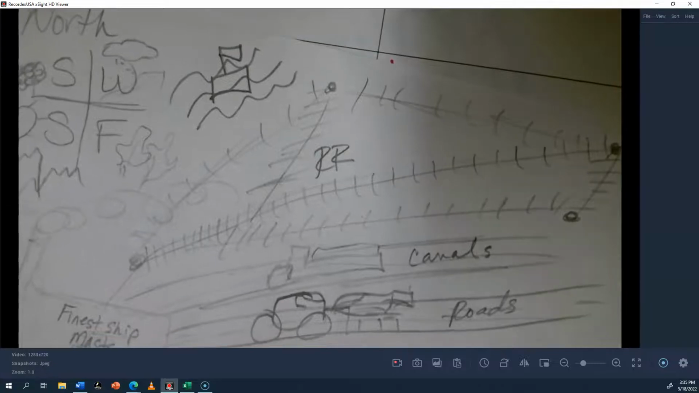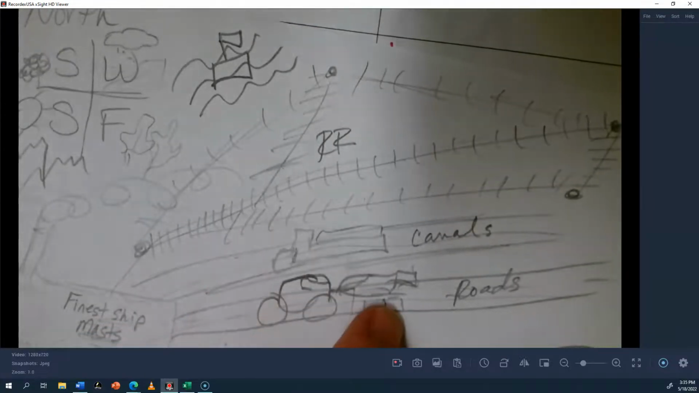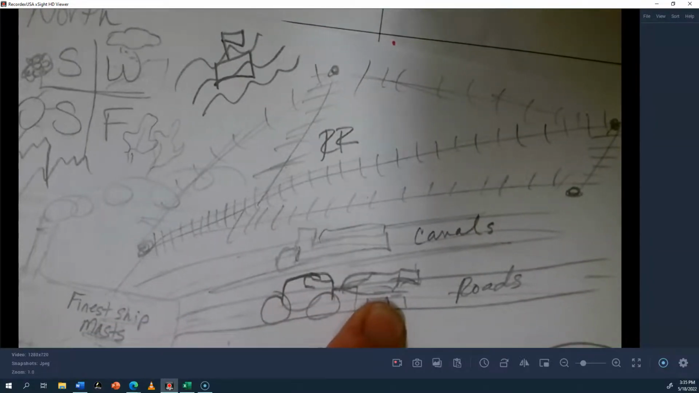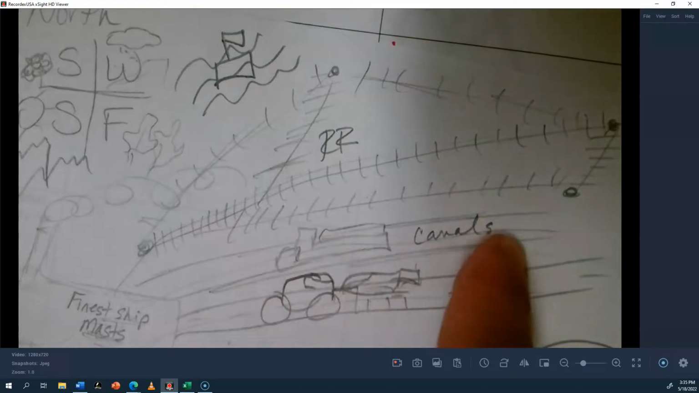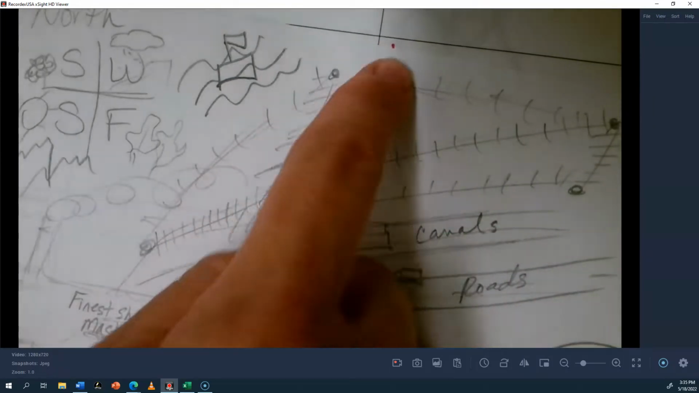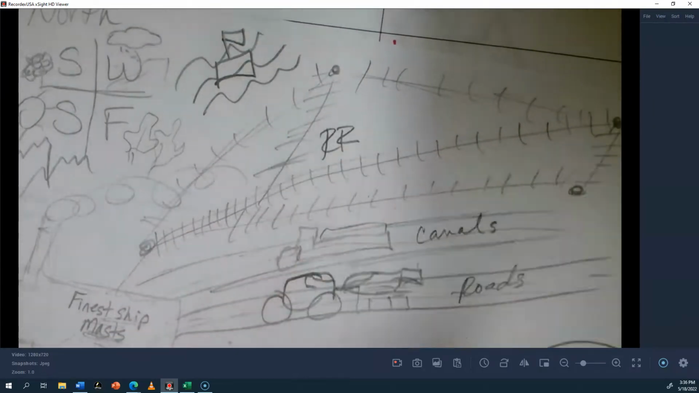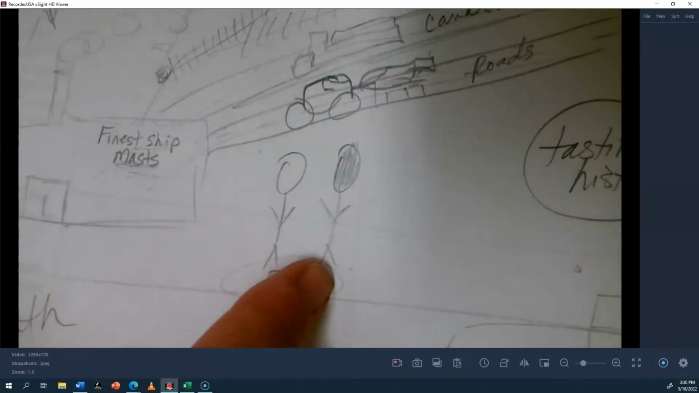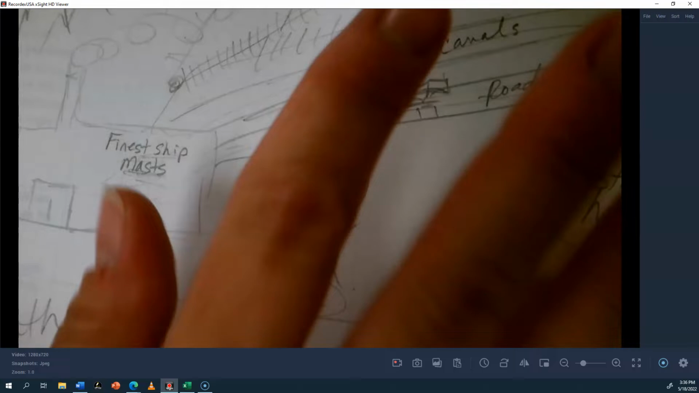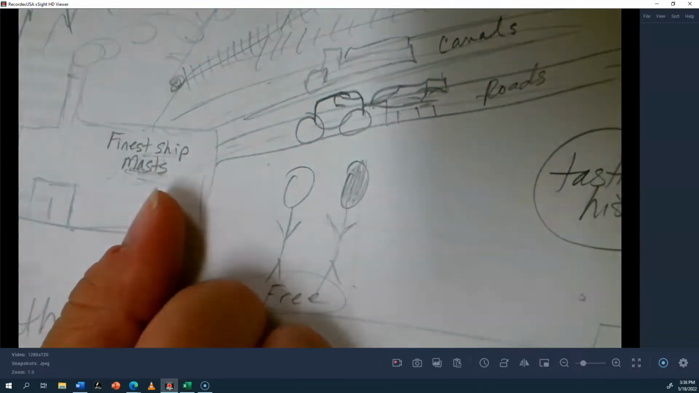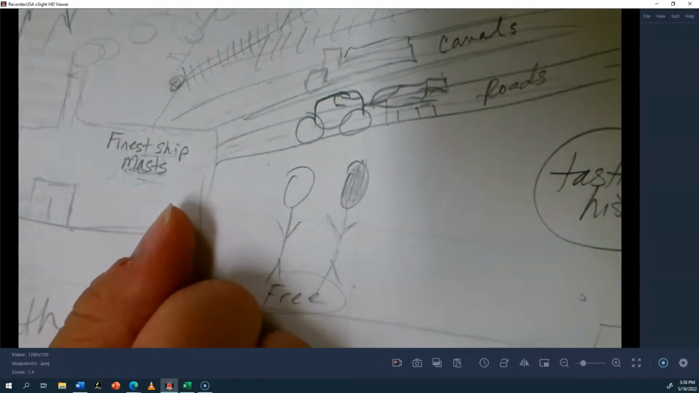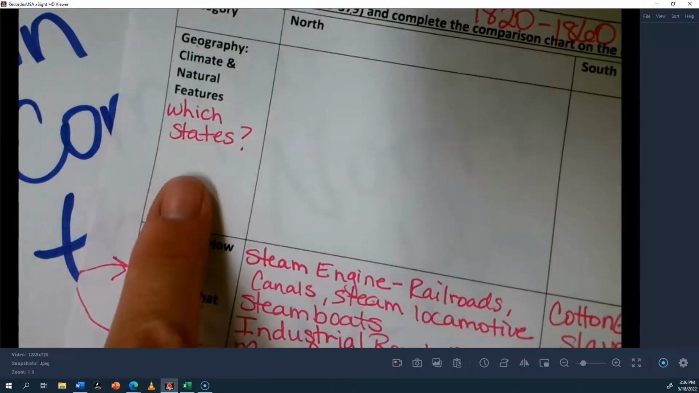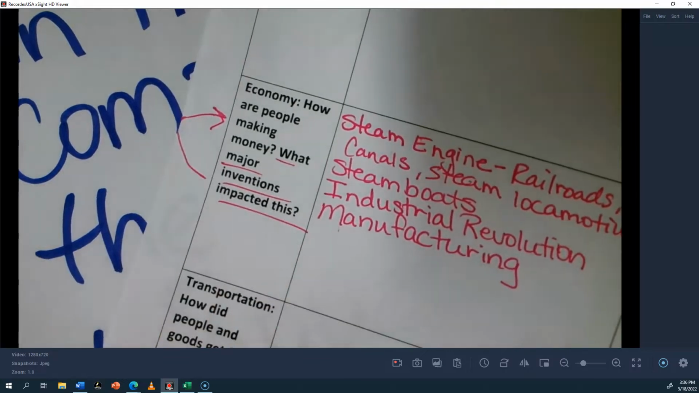Then I drew roads with a wagon, because we don't have cars yet. I drew a canal with a crappy steamboat. I drew railroads, right? And then I drew a white person and a black person and put free. Now, I didn't finish this, but do you see what I mean? Like, it doesn't have to be a work of art, but it should show me all of the categories on here. It should show me these categories.